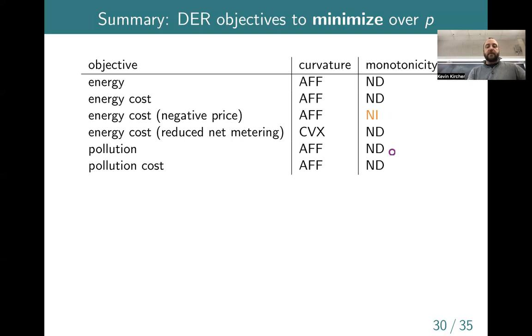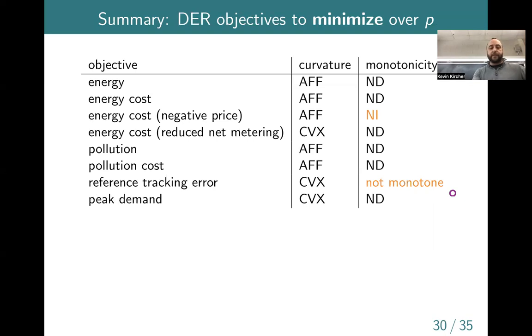Pollution and the cost of pollution, both affine and non-decreasing. We talked about reference tracking error. These are convex functions of the electric power, but they do not have monotonicity properties. So sometimes they're increasing, sometimes they're decreasing. So we have to be a little bit careful with these. And sometimes if you want to do a tracking type problem, you may need a little bit of a reformulation of your physics or an approximation of your physics to be able to use convex optimization, but it's not too hard. And we'll talk about one of those next lecture.